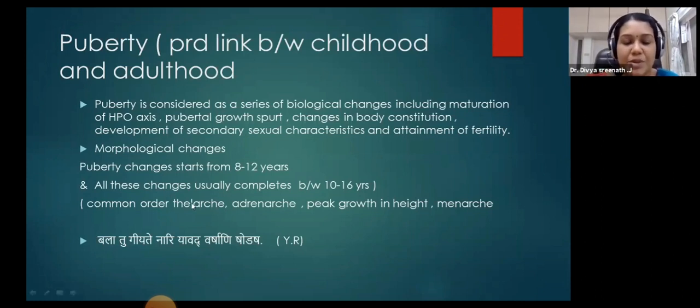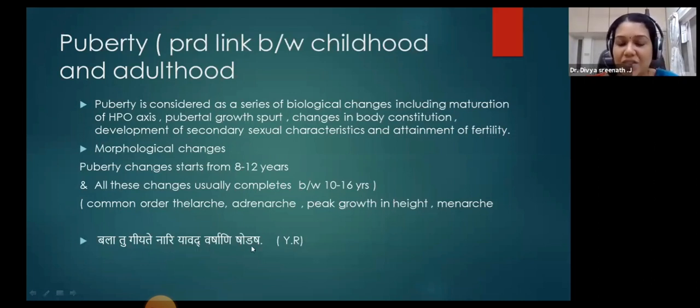So there will be thelarche, meaning development of the breast. This is thelarche. Adrenarche means development of body hair, especially pubic and axillary hair, by the influence of the adrenal androgen. This adrenarche occurs. Like this, breast development mainly occurs under the influence of ovarian estrogen only. Breast development occurs, and gradually there will be an increase in the height, and then menarche will occur.